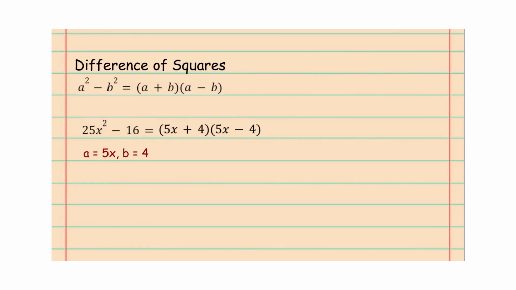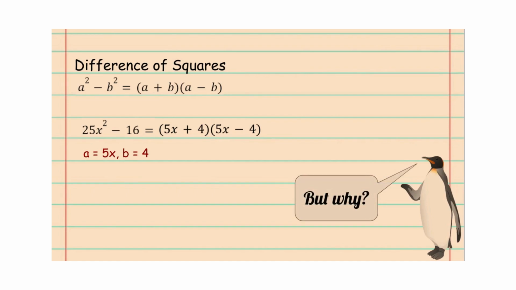But you may be wondering, like Mr. Penguin, why does this work? Well, just like in my last video, I'm going to start with the factorization, a plus b times a minus b. If I were to FOIL that, I would get a squared minus ab plus ab minus b squared. You'll notice those ab's are going to cancel, which leaves me with a squared minus b squared. I'm sure Mr. Penguin's satisfied after that explanation.